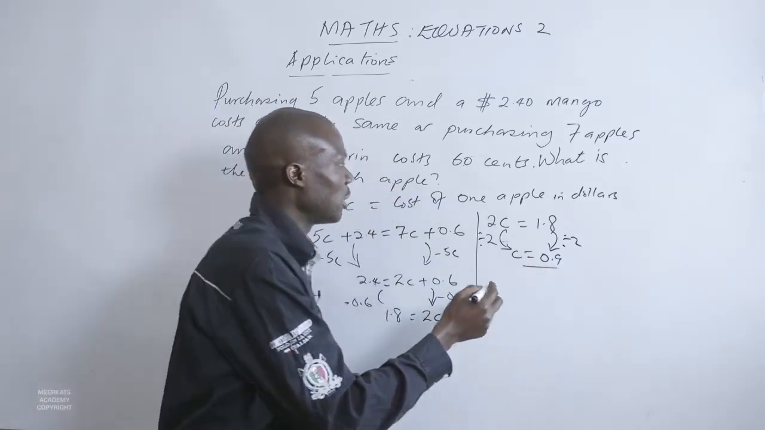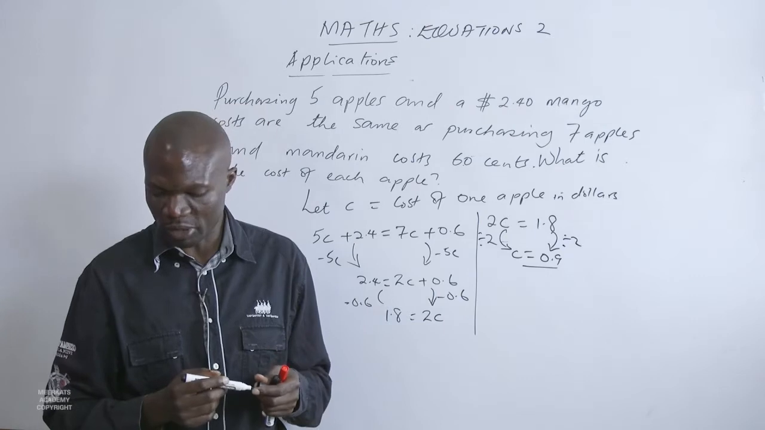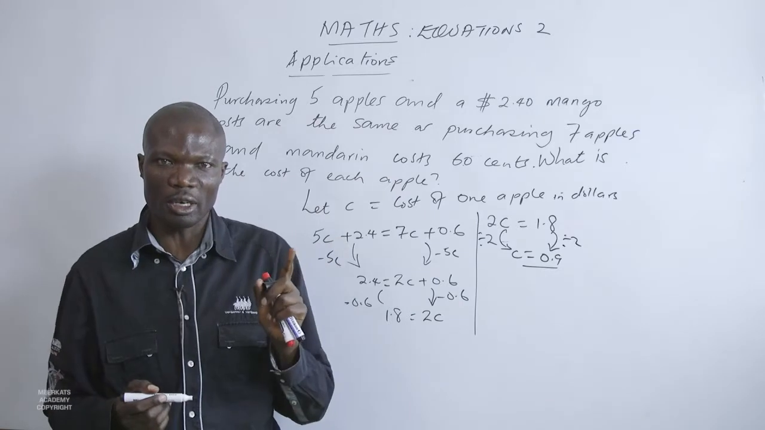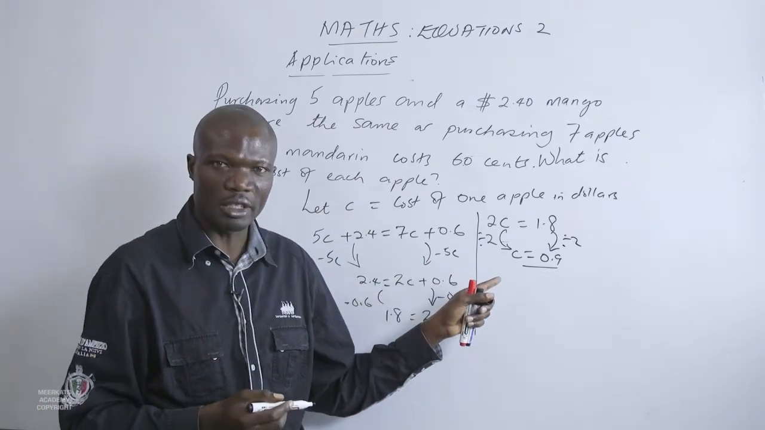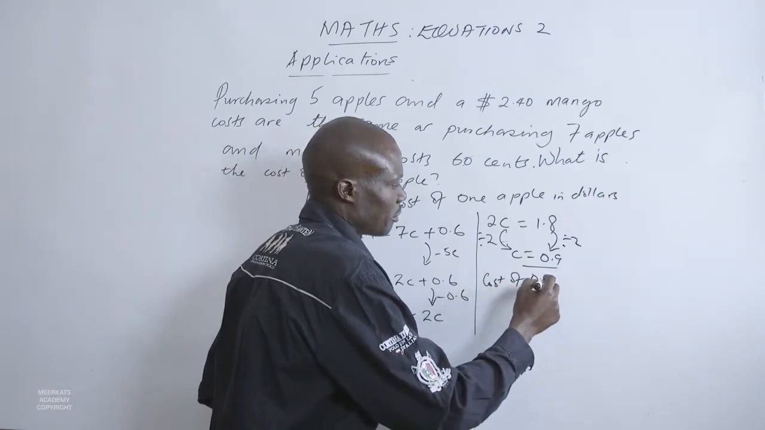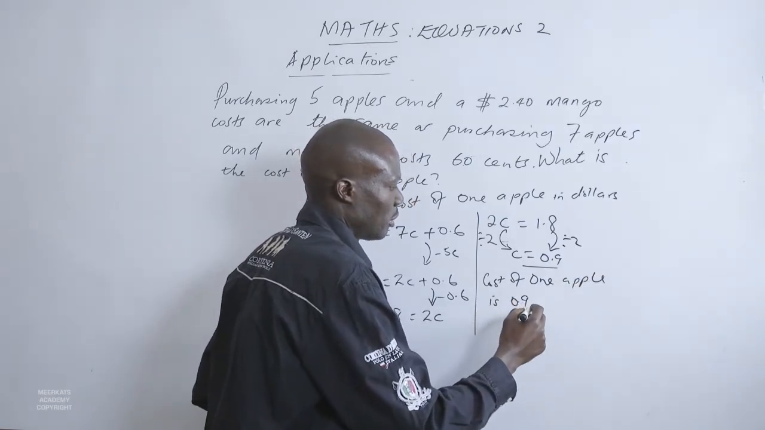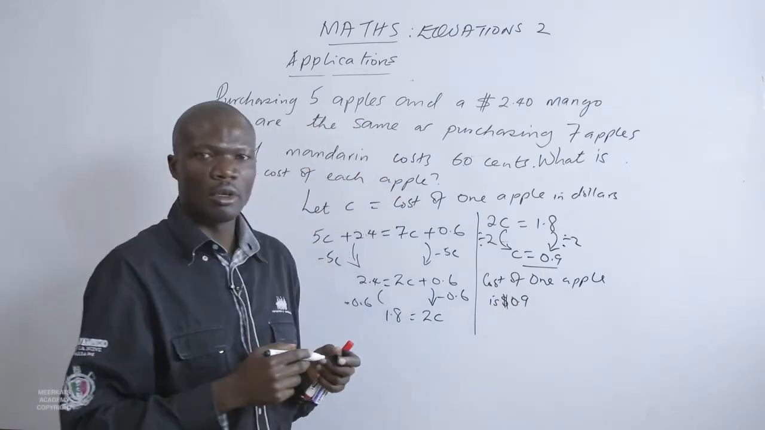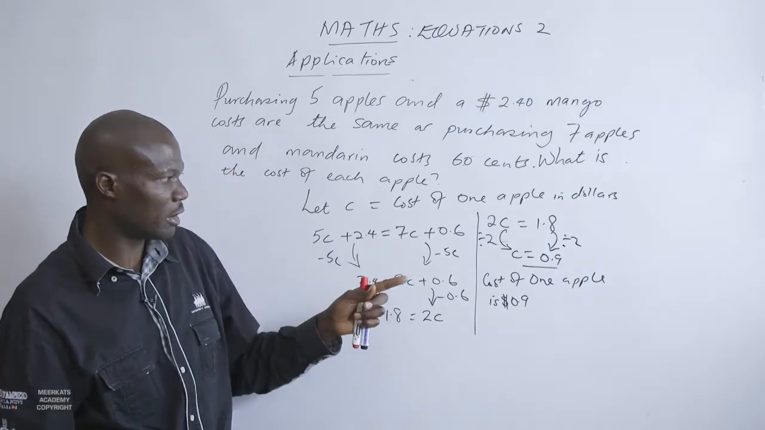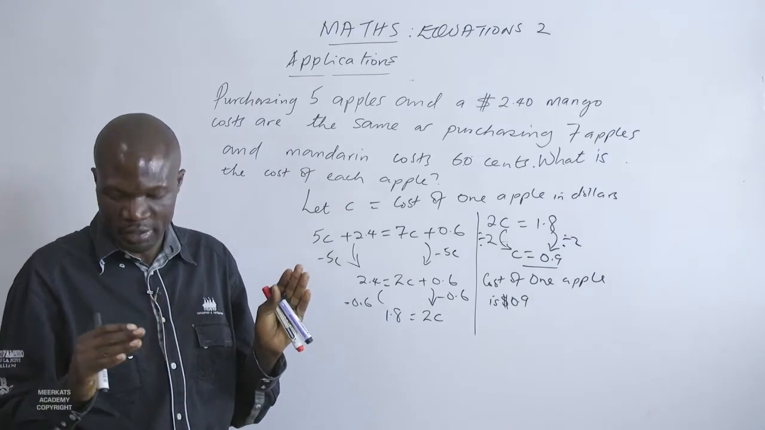But what was this c? C was the cost of one apple in dollars. So we need to be specific. And then go to the question, what is the cost of each apple? It's clearly telling us to find c. So then we can say that the cost of one apple is $0.9.